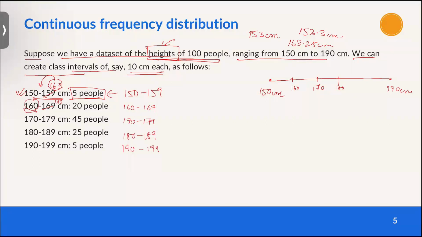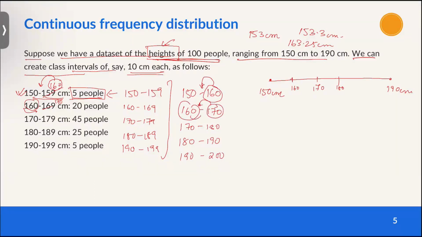You could write this as 150 to 160, 160 to 170, 170 to 180, 180 to 190, and 190 to 200, right? But in that case, you would have to specify which class this 160 falls in, or 170, whether it falls here or here. That's what, to overcome this challenge, I have divided it like this.